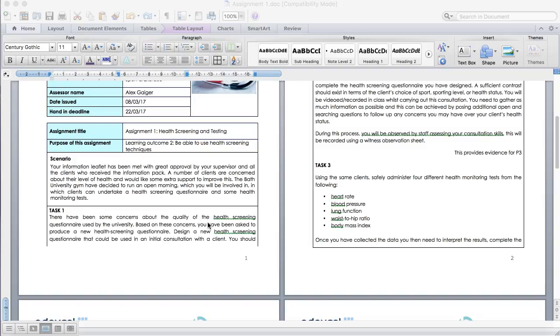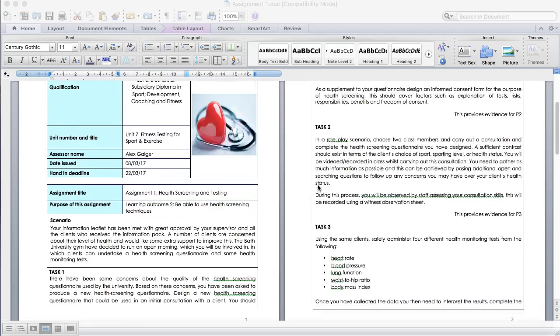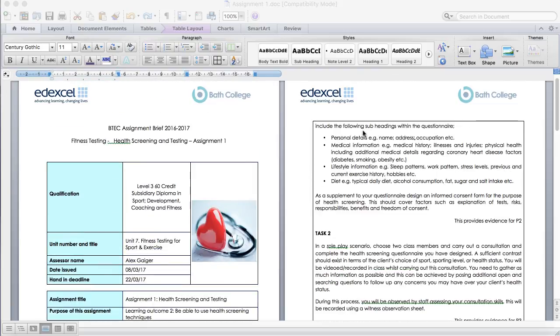So you've got to design a new health screening questionnaire that could be used in an initial consultation with your client. These are the things that you need to include. All of this needs to be included in your questionnaire. If it's not, please add it. Personal details: names, address, occupation, we've talked about that. Medical information: medical history, illness, injuries, physical health, including additional medical details regarding chronic heart disease factors, diabetes, smoking, etc. Lifestyle: sleep patterns, work patterns, stress levels, previous and current exercise history, hobbies.